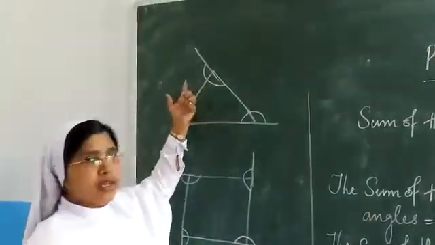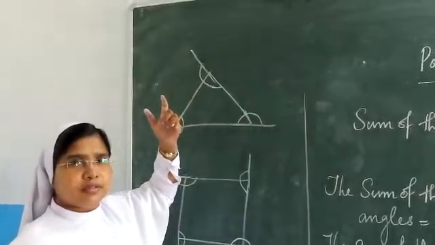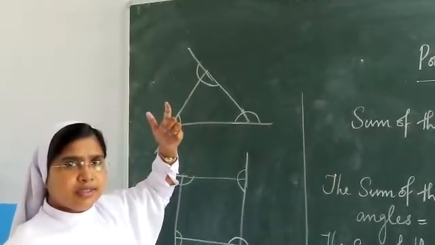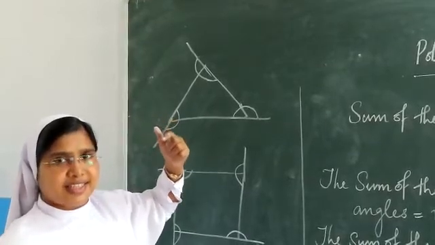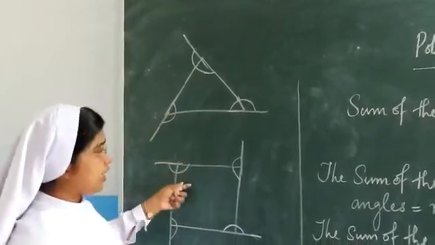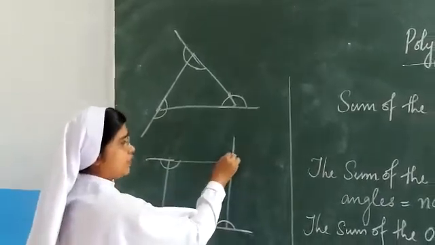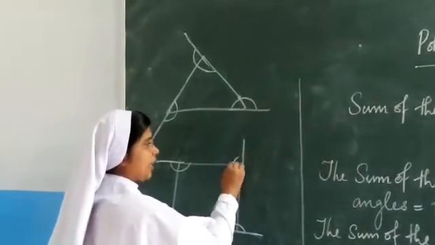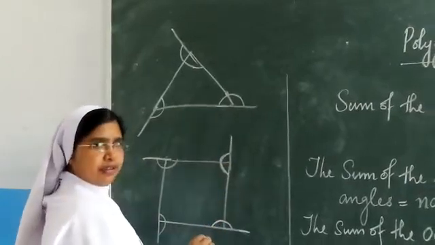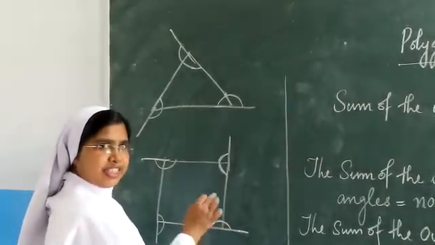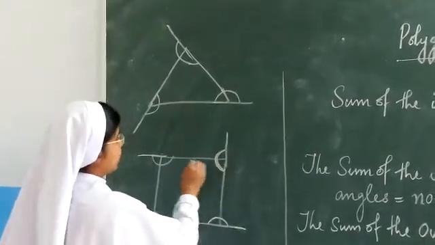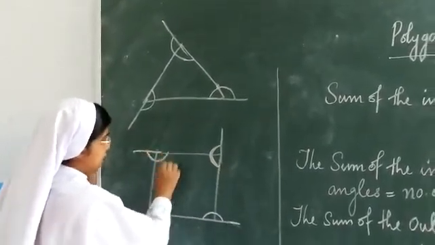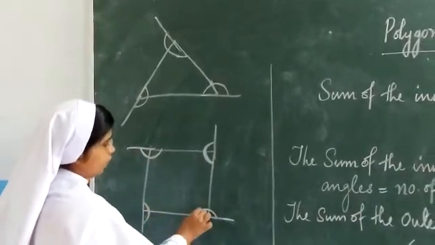What will be the outer angle sum? It is 360, right? But what is the sum of the inner angle and outer angle at one side? 180, because it is a linear pair. It is a linear pair, so it is 180. Here also it is 180. Everywhere it is 180.